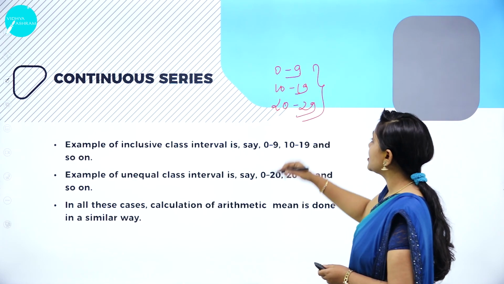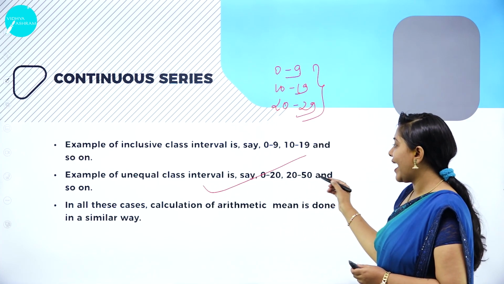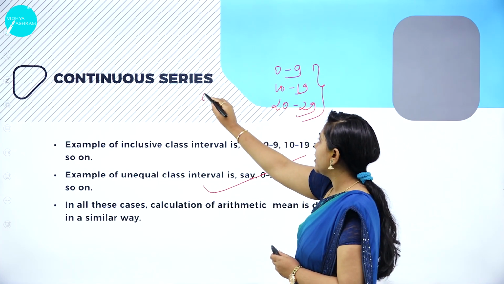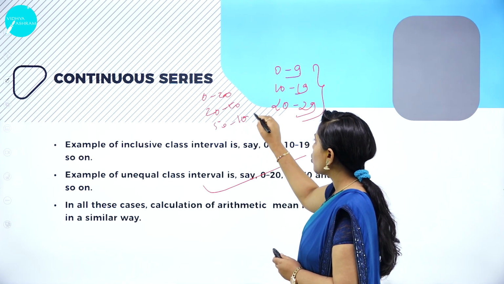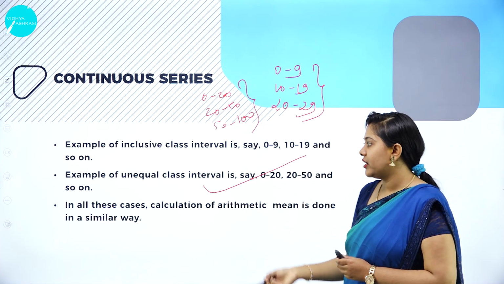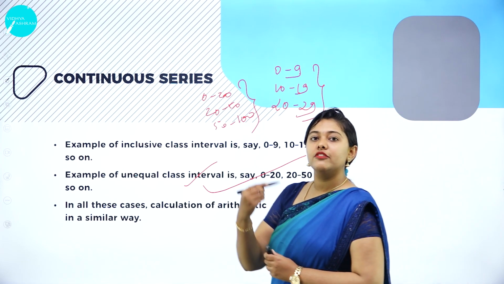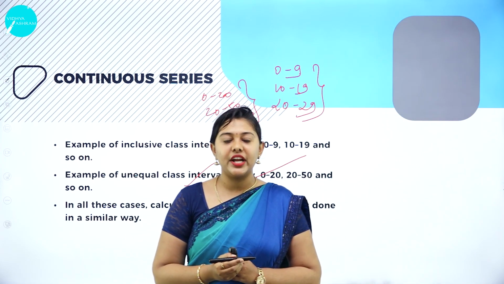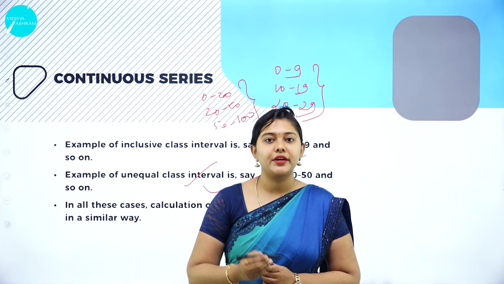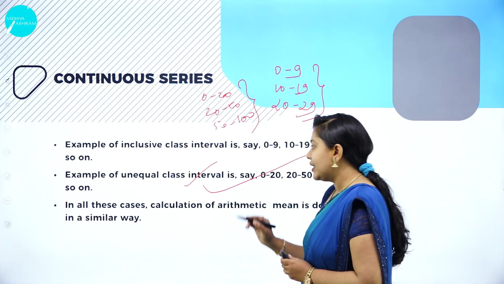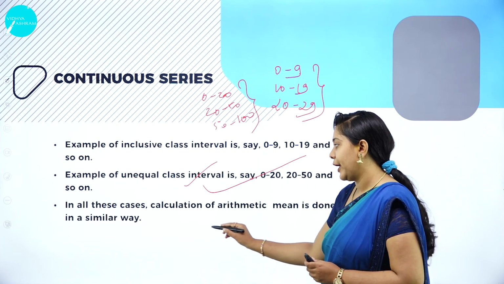If the data starts like this, then it is the inclusive method. And if the data doesn't have any equal interval, like 0 to 20, 20 to 50, 50 to 100, and so on, then it is called unequal class interval. In your examination, they'll give you inclusive and exclusive data. So you have to understand what kind of method is given and then try to solve the problem. In all these cases, calculation of arithmetic mean is done in a very similar way.